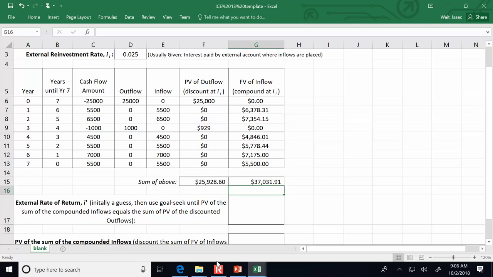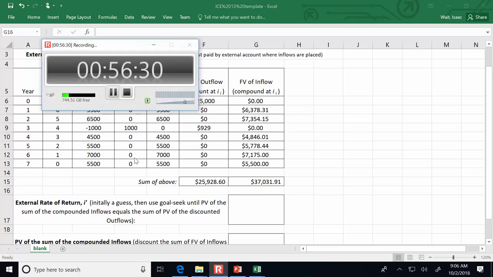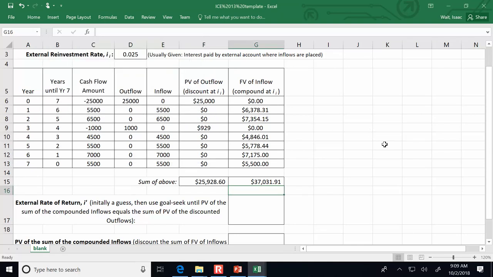Anybody have questions with where things are at so far, finding the sum of the present value of the outflows and the sum of the future value of the inflows? So don't look at your screen right now. Look at this screen. So most of you, I think, are at this point where you found the present value total and the future value total, the present value being the outflows, the future value being the inflows. Remember, the interest rate that you used for all this was the external reinvestment rate. That's the one where all the profits that are being generated are put somewhere else, and you know what that rate is.